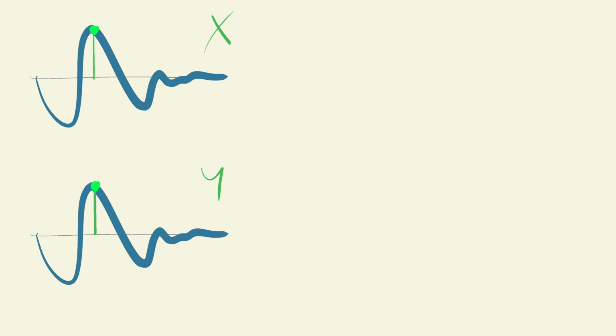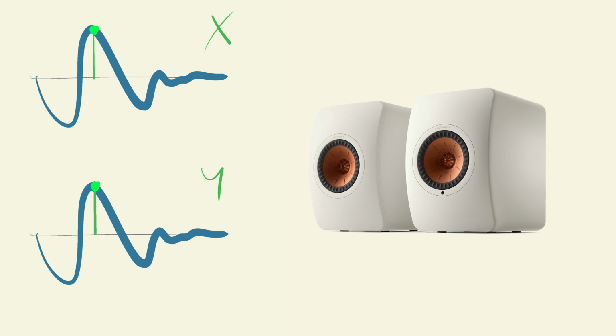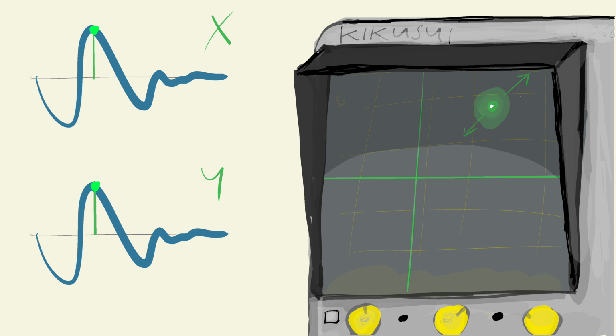If you've got two waves, you can turn them both into an electrical signal. You can send one signal to the right speaker and the other signal to the left speaker. You can also look at them on the oscilloscope by letting one signal determine the horizontal position of the dot and the other determine the vertical position.